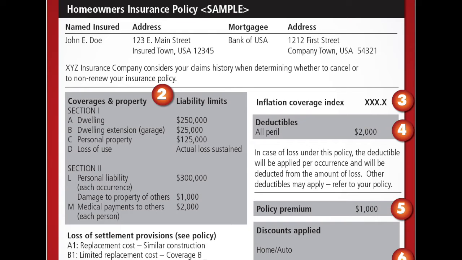And then you have coverage B. So coverage B is also known as other structures coverage, detached structures coverage, appurtenant structures coverage. No one uses the word appurtenant outside of the legal world or insurance world, so don't worry about that term. But if you do see it on a policy, that's what it's talking about. So other structures are usually a structure that's not physically, at least partially, attached to a home.